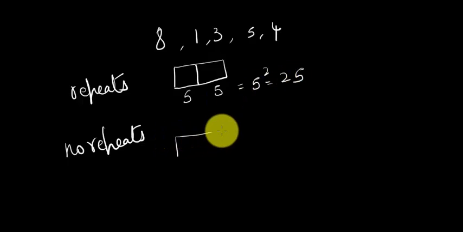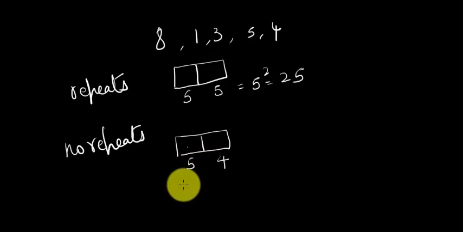If there are no repeats, what happens? I can fill this up in 5 different ways, and this can be filled up in 4 different ways because one of the numbers has been used up in this case, and that's a 20. This is a very simple question here.